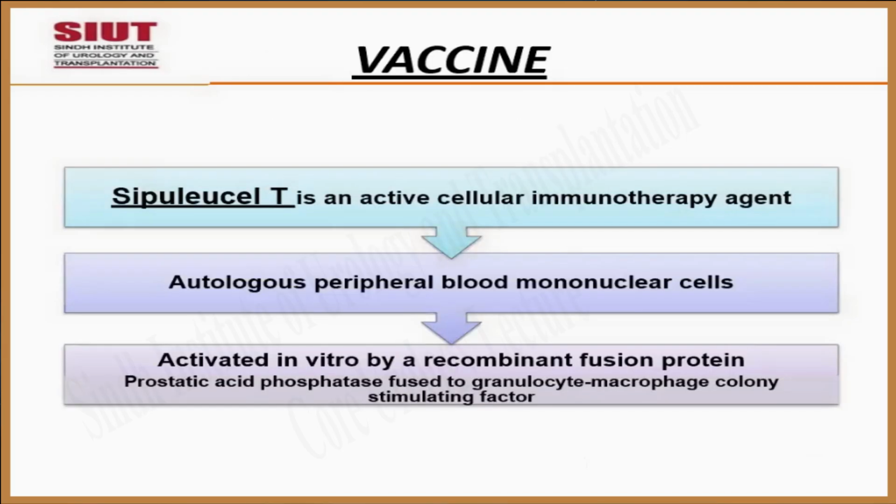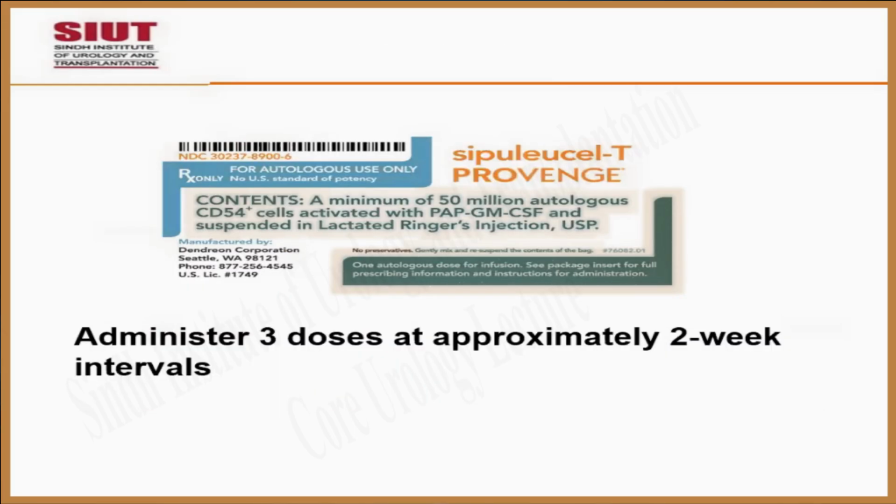Talking about the vaccine, Sipuleucel-T is an active cellular immunotherapy agent: autologous peripheral blood mononuclear cells activated in vitro by a recombinant fusion protein. It is administered in 3 doses at approximately 2-week intervals.